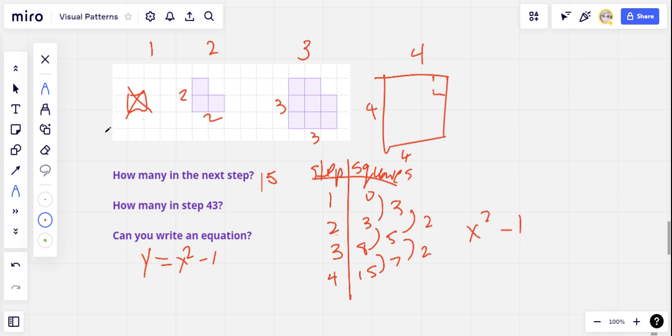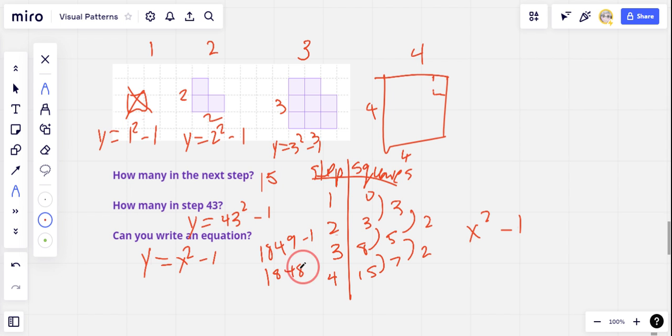We can test it here. So in step 1, that would be 1 squared minus 1. That is 0. In step 2, it would be 2 squared minus 1. 4 minus 1 is 3. Yep, here it would be 3 squared minus 1. 9 minus 1 is 8. This is checking out with the numbers we're seeing. So it looks like a good equation. Let's find step 43 now by just plugging 43 in for x. So y equals 43 squared minus 1. 43 squared is 1,849, and if we subtract 1, we get 1,848 squares in step 43.